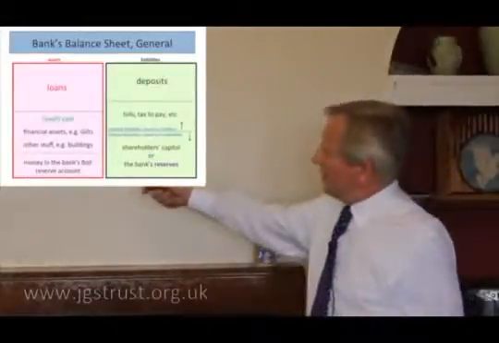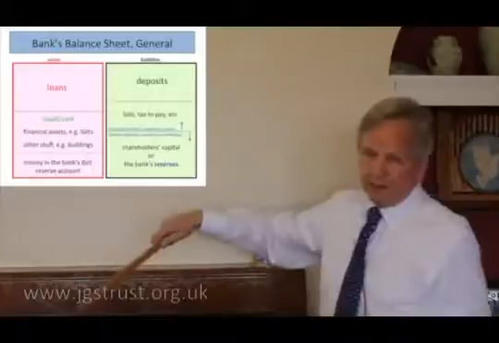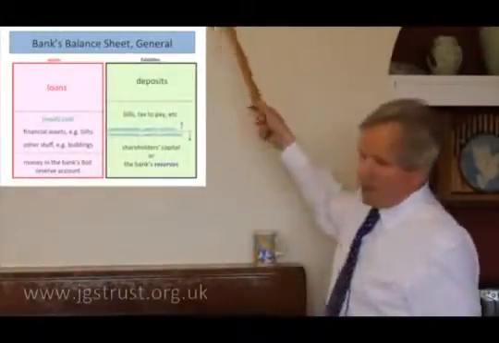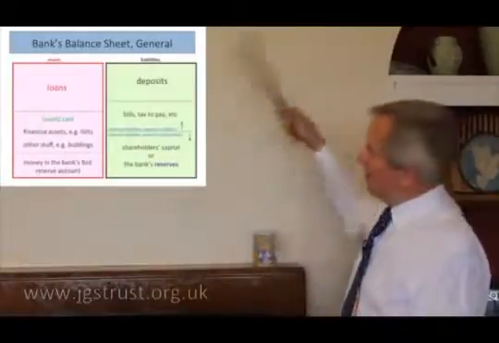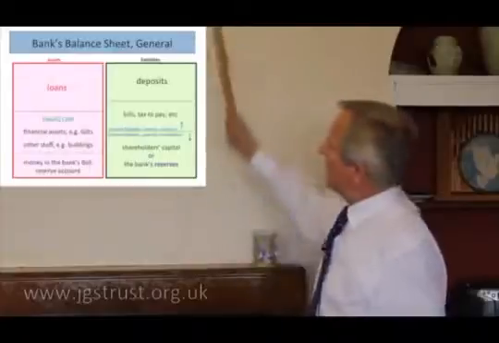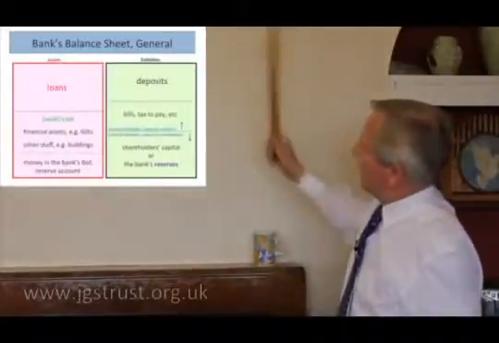So the bank has its money in the central bank, the Bank of England. The bank's customers have their money in the commercial bank. And on the commercial bank's balance sheet, the bank's money is an asset and the customer's deposits are a liability.